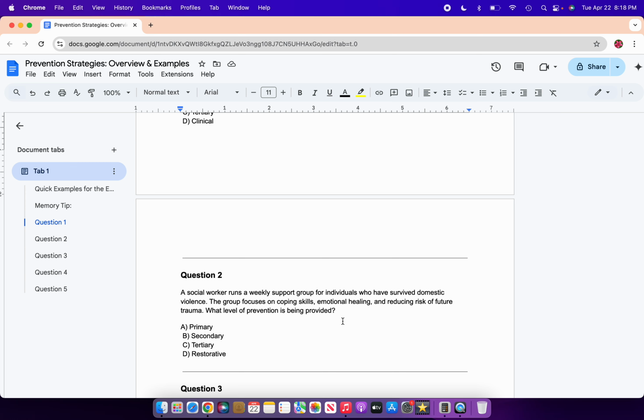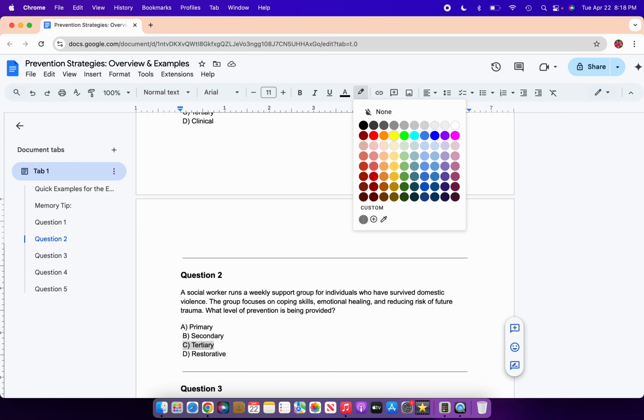So are we trying to prevent something? Are we screening for something? Or are we trying to manage something that already took place? Are we treating something? So the answer here would be C. Okay? Why is it C?